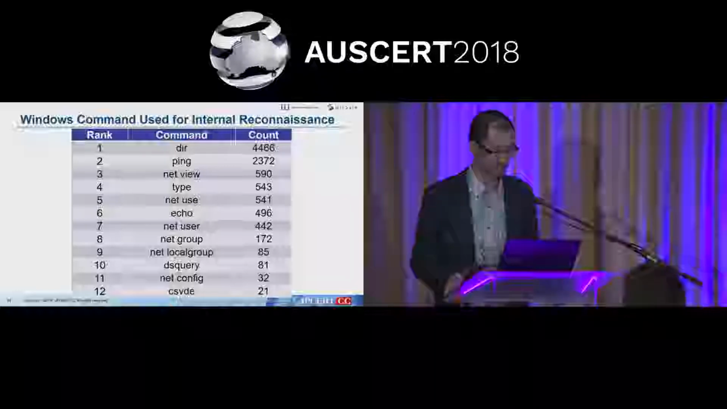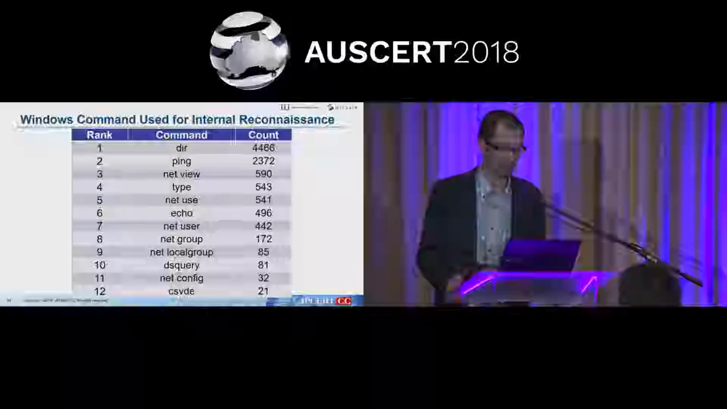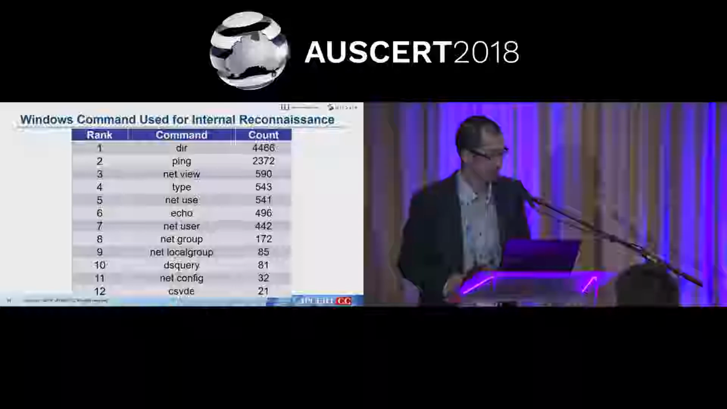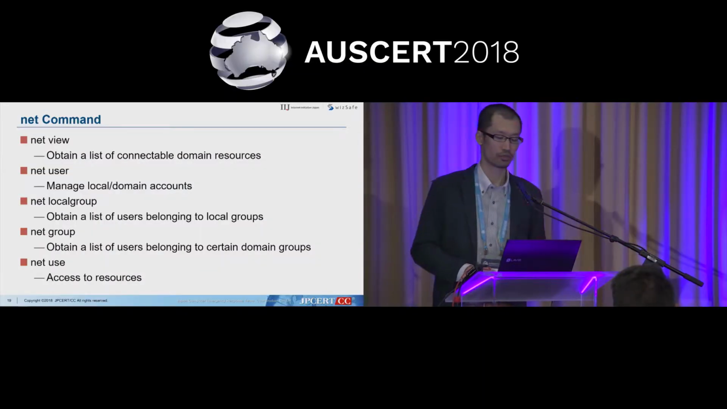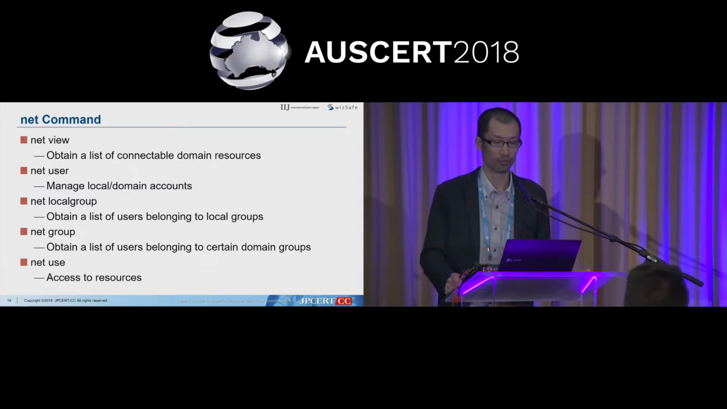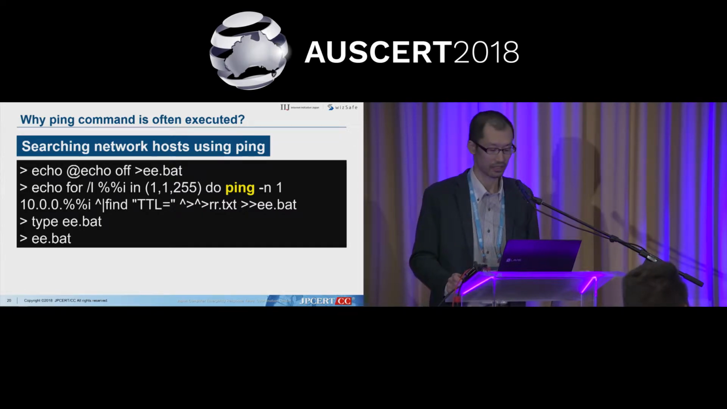An attacker investigates confidential data using dir and type commands. And to search the domain network, net command options are used. Ping and echo commands are also often executed. The net command is a powerful tool that many attackers use. The net command can investigate various information of the domain network. We found that attackers use commands such as ping at this stage.